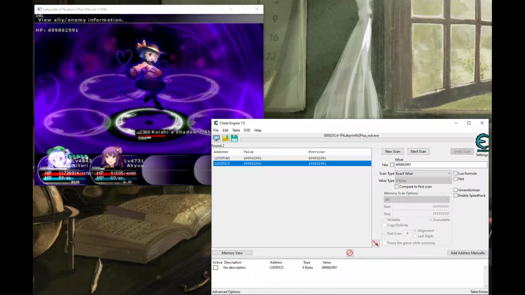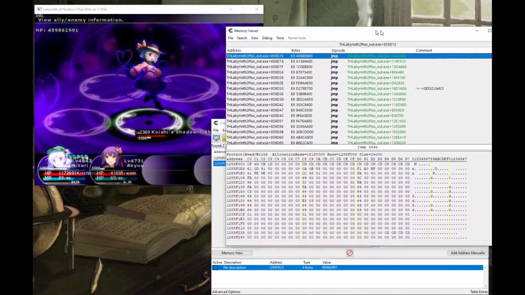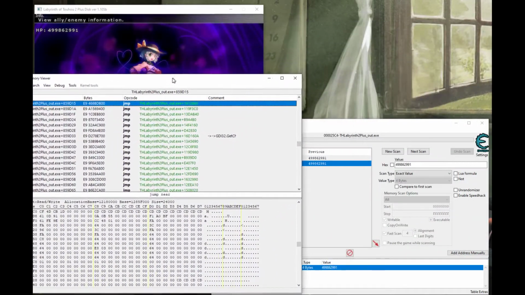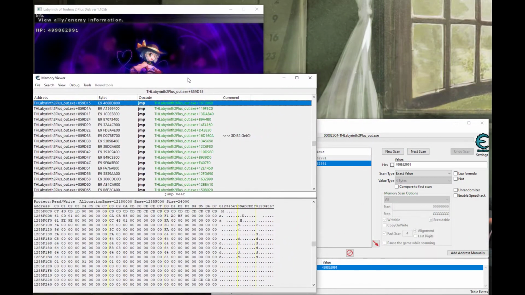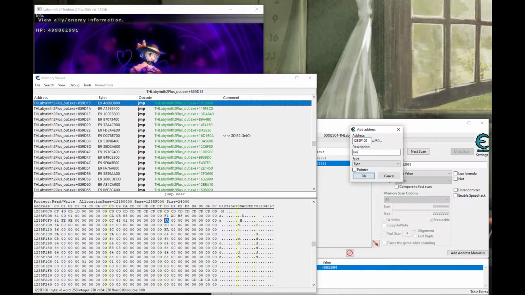It doesn't really matter that much which one we use, but you want to browse the memory region, and I'm going to put this over here. So you can see the HP value here, and this should be her attack, defense, magic, mind, speed, and evasion. Let's add this to the list so we can keep track of it.